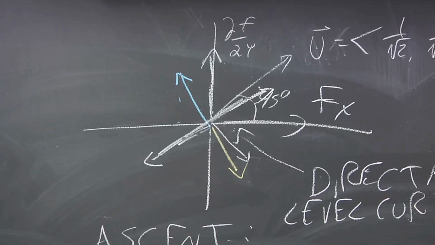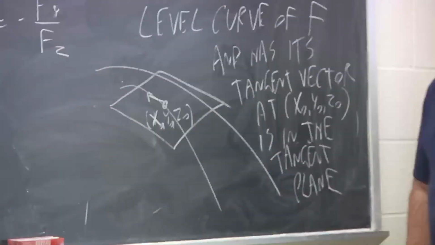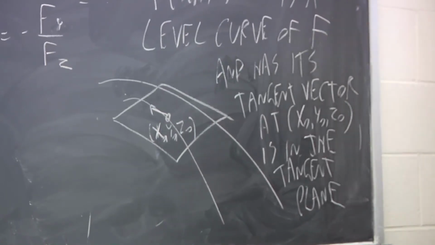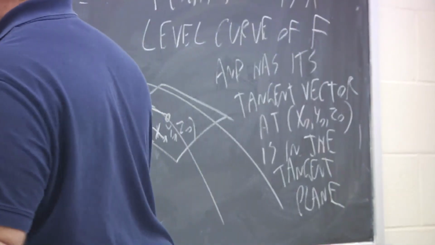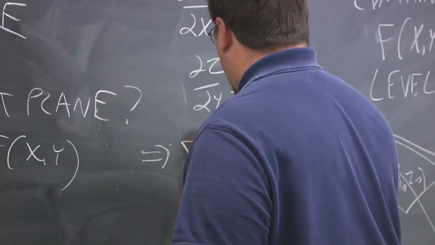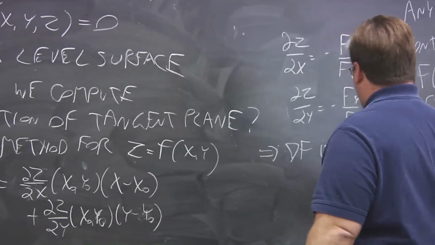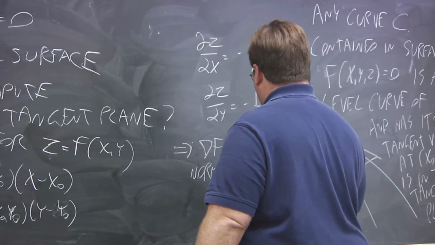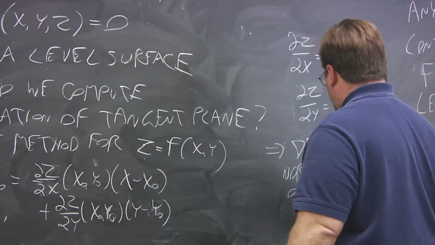All right. This is the direction of a level curve. How does it relate to the gradient? It's perpendicular. Yes, it's perpendicular or orthogonal. So what that means is any direction in the tangent plane is orthogonal, perpendicular to the gradient of f. So the gradient is the normal vector of the tangent plane.